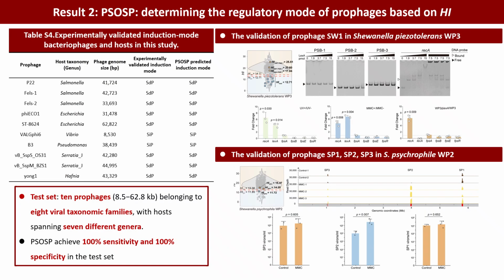To evaluate the accuracy of SOSP in classifying prophages, we collected prophages with existing experimental data, including 10 prophages. SOSP achieved 100% sensitivity and 100% specificity in the test set. In addition, the prediction results in the deep-sea-derived bacteria Shewanella WP3 and WP2 were also supported by experimental evidence, indicating that SOSP can accurately identify whether prophage induction is dependent on the SOS response.